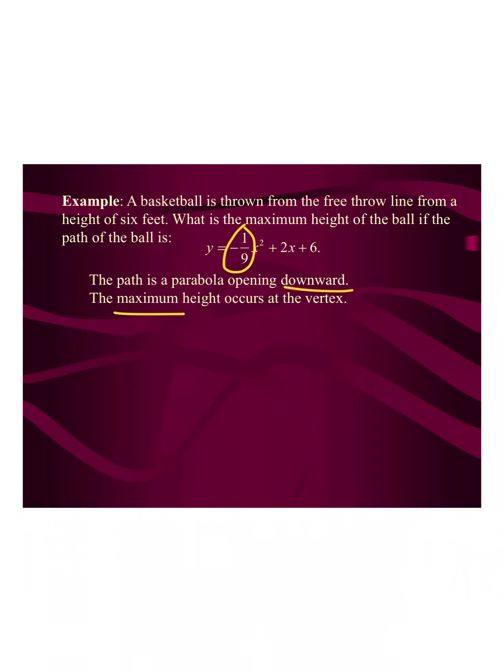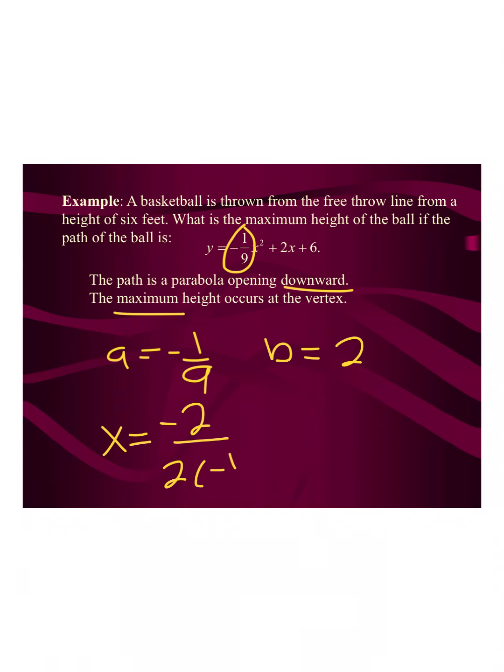In this case, a is going to be our coefficient for x squared, so it's going to be negative 1/9. And then we also know that b is going to be the coefficient of our x term, so b is going to be 2. Right, to find our x value, we know x is equal to negative b over 2a, so we have negative 2 over 2 times negative 1/9. This whole thing is going to simplify to negative 2 over negative 2/9, which is going to be positive 9. Okay, so what that means is after 9 seconds, we're going to have our maximum height.